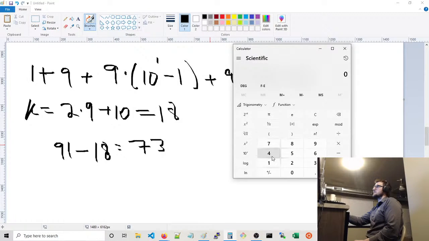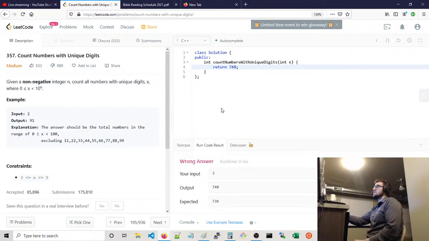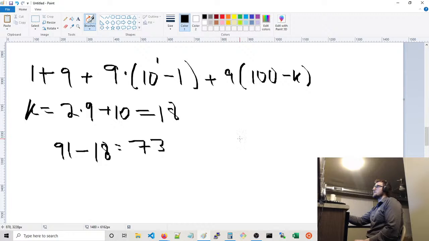100 minus 18. It's 82. 9 times 82 plus 91. Or minus 91. Actually, this is what they said: 738, 739, excuse me. How did that happen? I got this totally wrong. Something's wrong here. I'm not doing this right. This calculation.